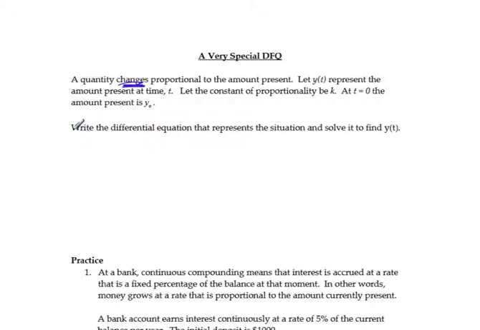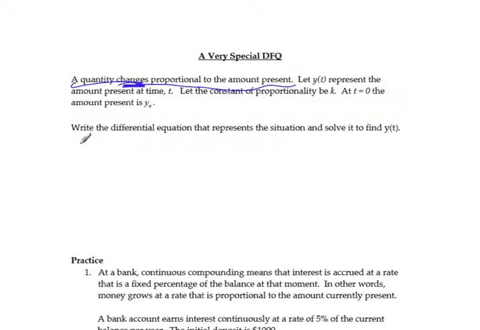So what does this make you think about? Maybe something like bacteria, maybe something like money in the bank, right? So let's write this sentence. This sentence right here, we're going to write as a differential equation and then solve it and look at a solution, all right?